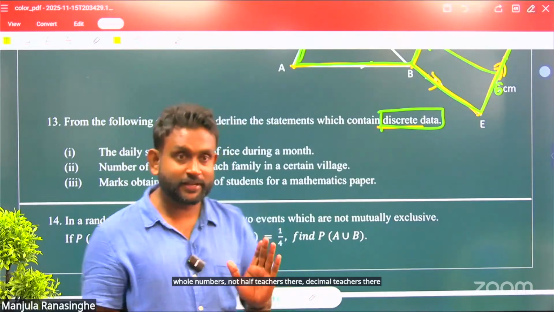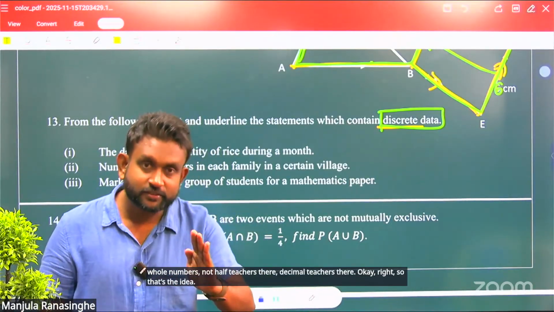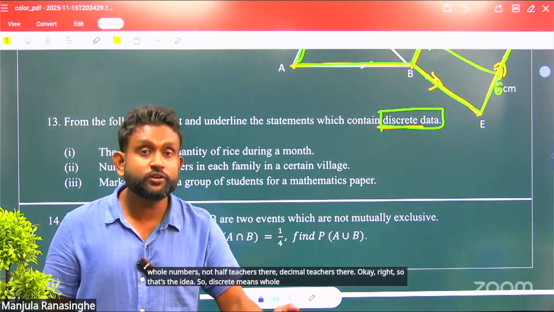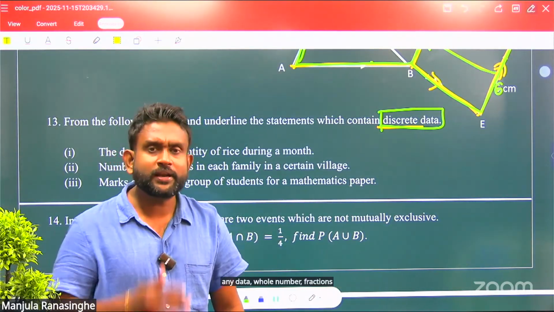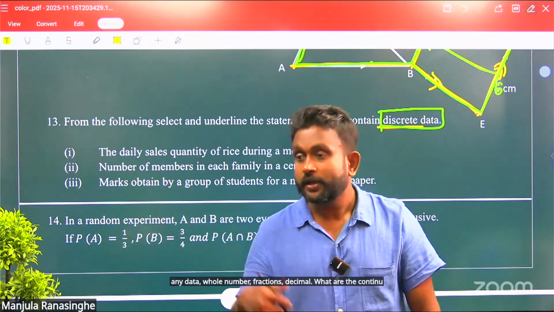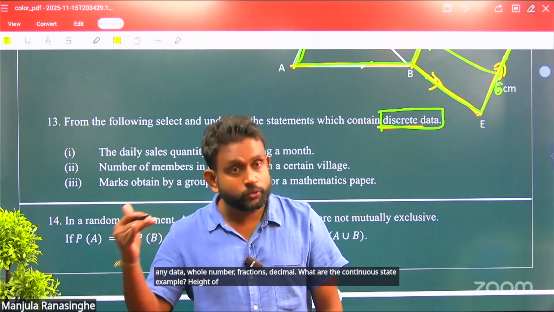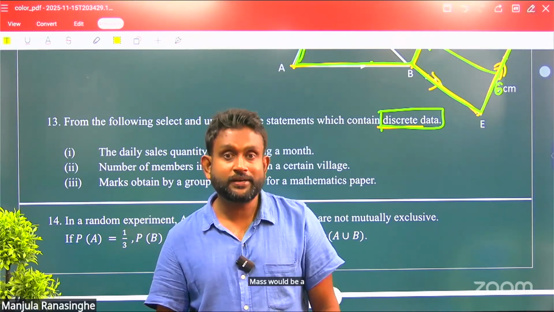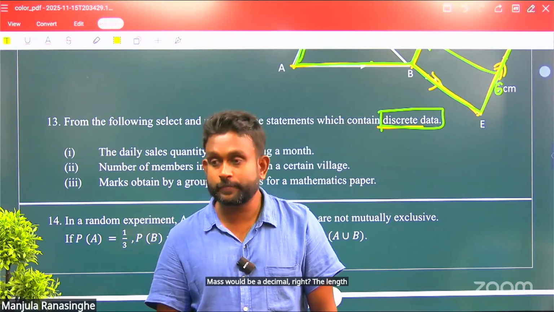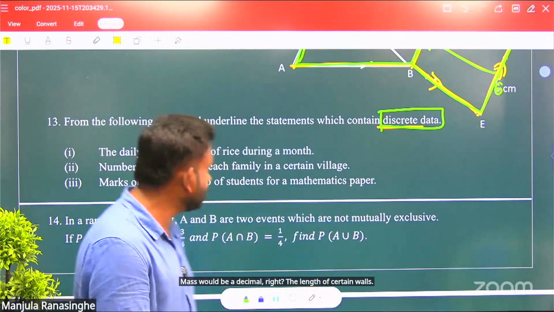Okay, right. So that's the idea. Discrete means whole number data. Continuous means any data: whole numbers, fractions, decimals. What are continuous data examples? Height of students. Height would be a decimal. Mass of students. Mass would be a decimal, right? The length of certain walls, right? Likewise. Okay, now move to the question.